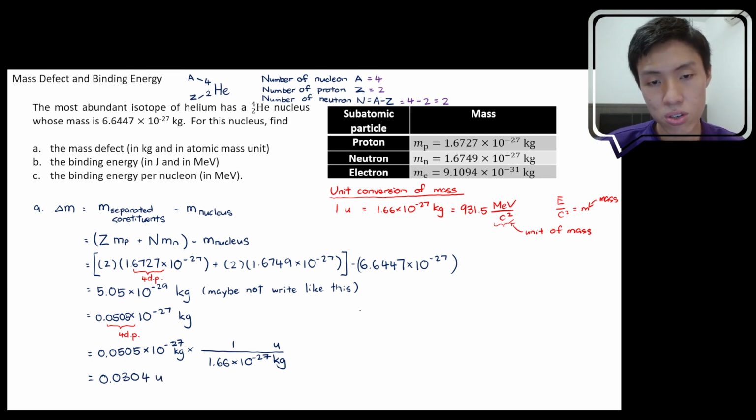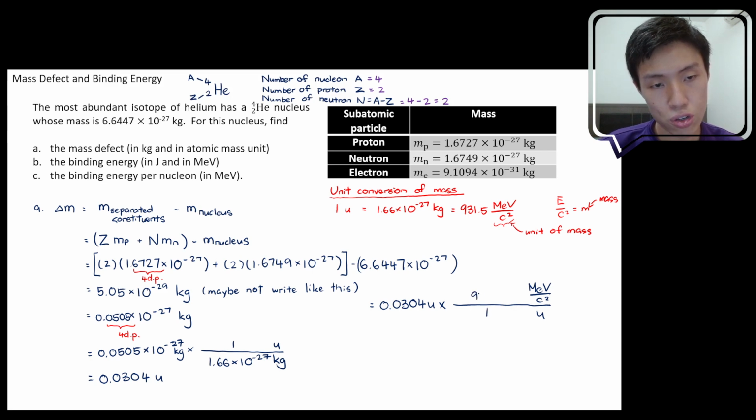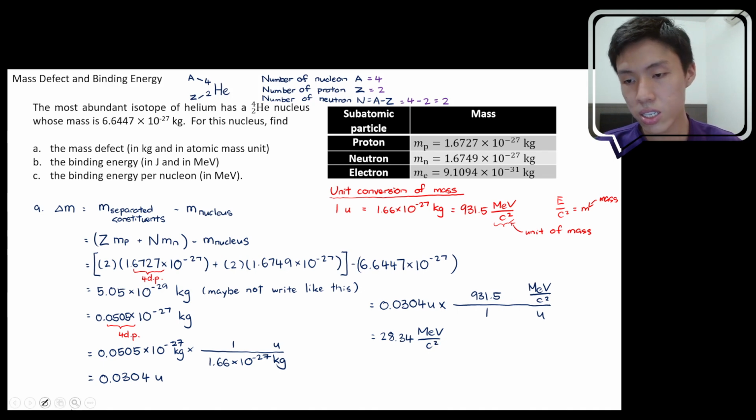Okay, of course, I can still continue to change it to MeV over c square. I'm going to continue over here. So the third unit can be converted similar to what I did just now. I'm going to eliminate atomic mass unit and introduce a new unit, MeV over c square. So I know that 1U is equal to 931.5 MeV over c square. So through this calculation, I can see that my answer is equivalent to 28.34 MeV over c square. Okay, so here it's me calculating mass defect, but in 3 different units.